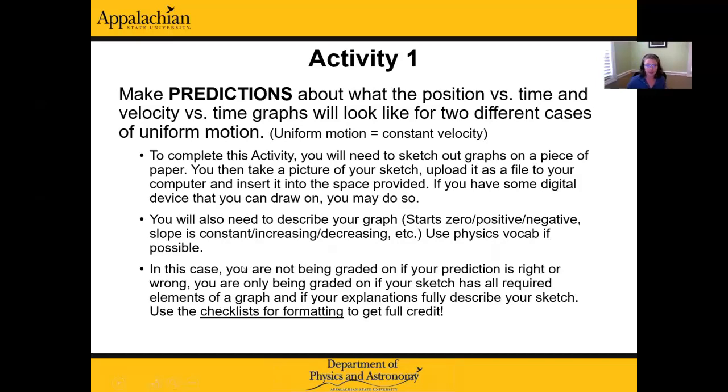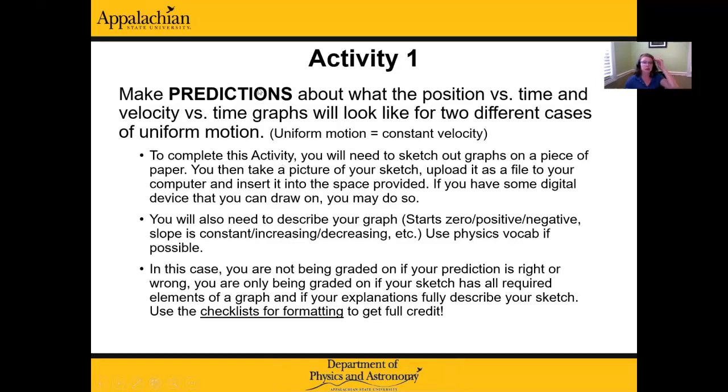So the first activity, you're going to make predictions about what the position versus time and the velocity versus time graphs look like for two different cases of uniform motion. Uniform motion means constant velocity motion. So the position will be changing with time for a constant velocity, which means that the acceleration should be 0.